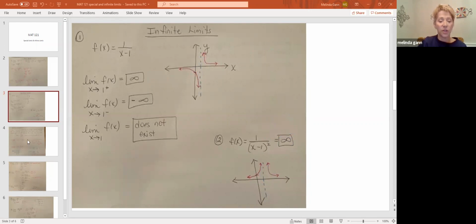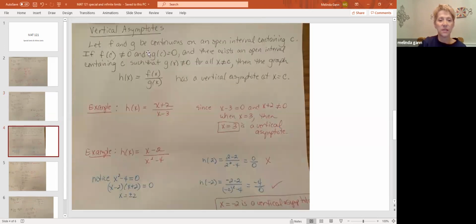Now, they're going to use that idea to talk about asymptotes. So look what they give you. They give you this theorem in your books about vertical asymptotes, and it's going to be in section 2.5 in your book. I want to double check. Section 2.5 in your book. So look what it says.